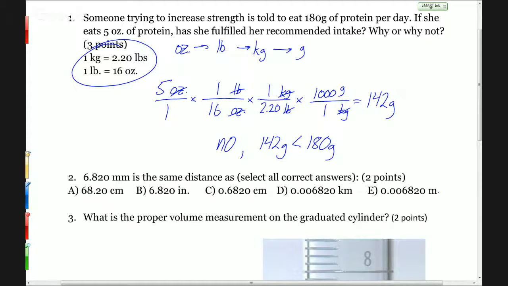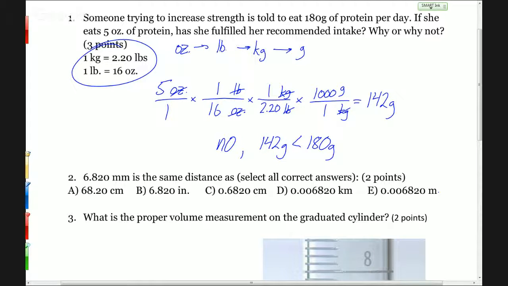Yeah, about like that. So we know that's not the same as that. And what about 0.68 centimeters? Yeah, maybe. 0.006820 kilometers. I don't really have a good sense of that, so I'm just going to say I don't know. And then the same thing with the meters.